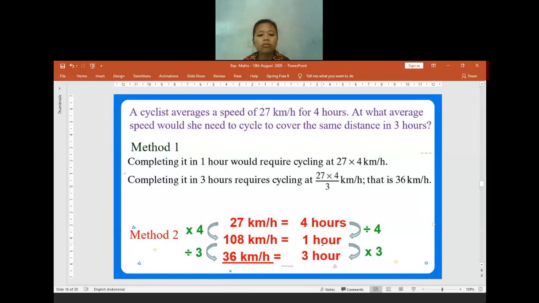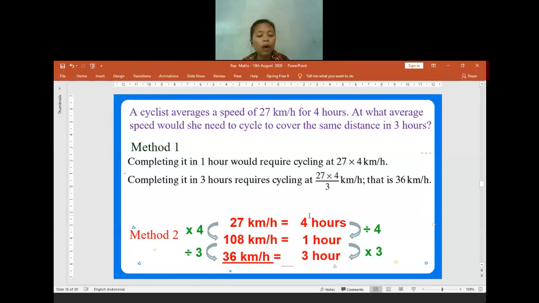Hello, are you still there? Faster. Yes, because we have to go faster. From 4 hours into 1 hour, the time is getting lesser, so I will be taking less time. So it means the speed has to be faster.